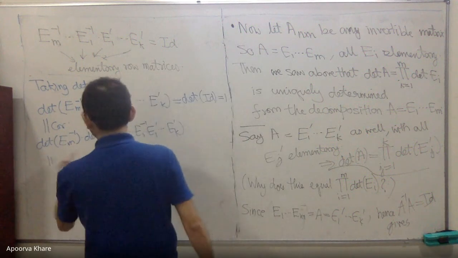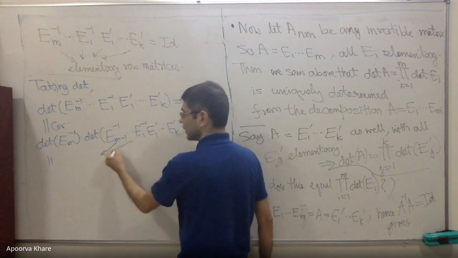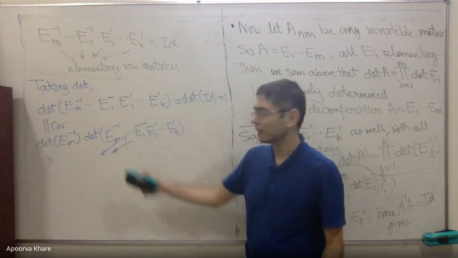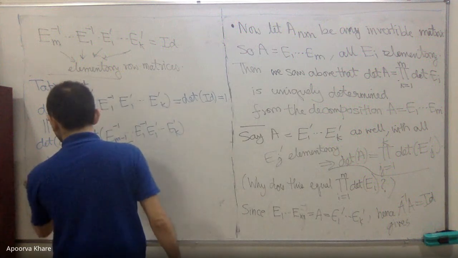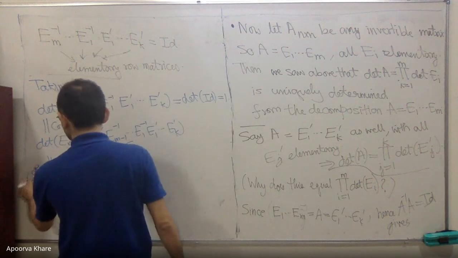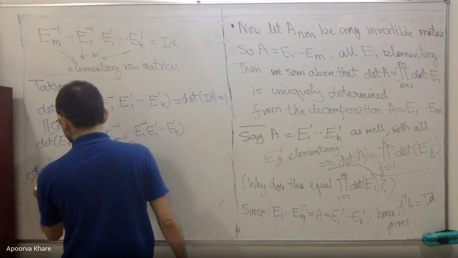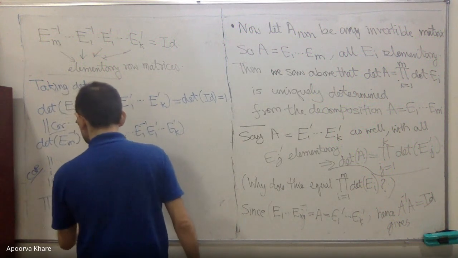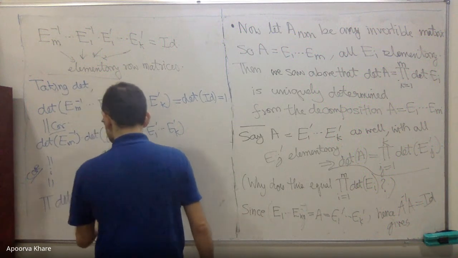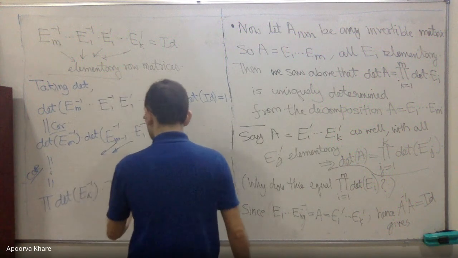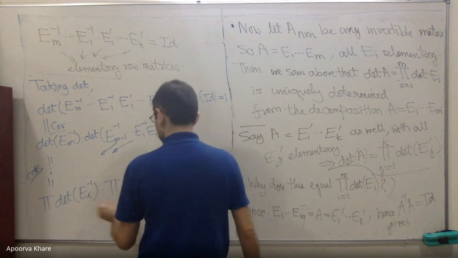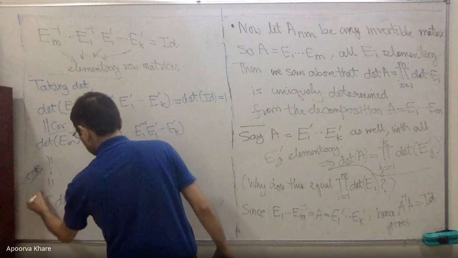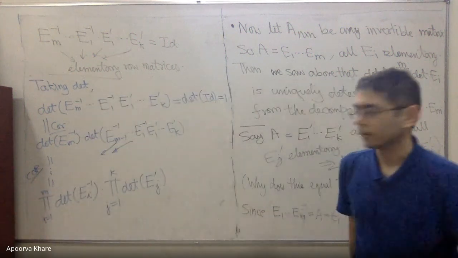But again, by the corollary, I can take this part outside and this part outside, and I can keep going. Similarly, each of these is elementary, so I can take one at a time outside. Everything is from the corollary, and so I get the product of det of Ei inverse times the product of the det of Ej prime. And this product equals 1.